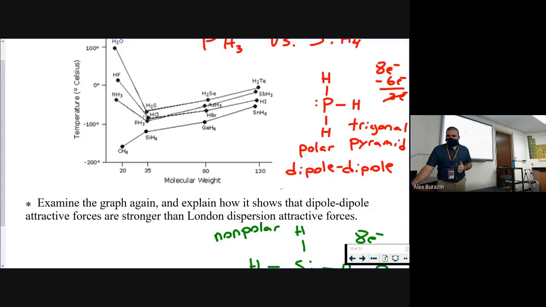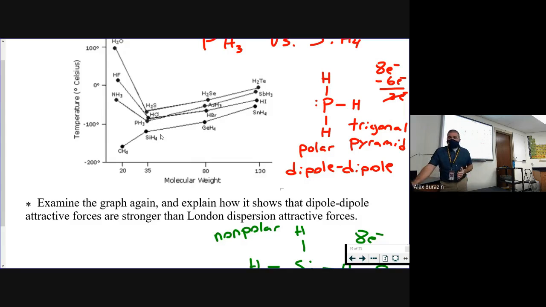Let's go to the chart. Which of these 2 substances has a higher boiling point? Which little data point is higher up? PH3. Meaning that we would expect that PH3 should have the stronger intermolecular forces. The forces holding it together are stronger than the forces holding SiH4 together.